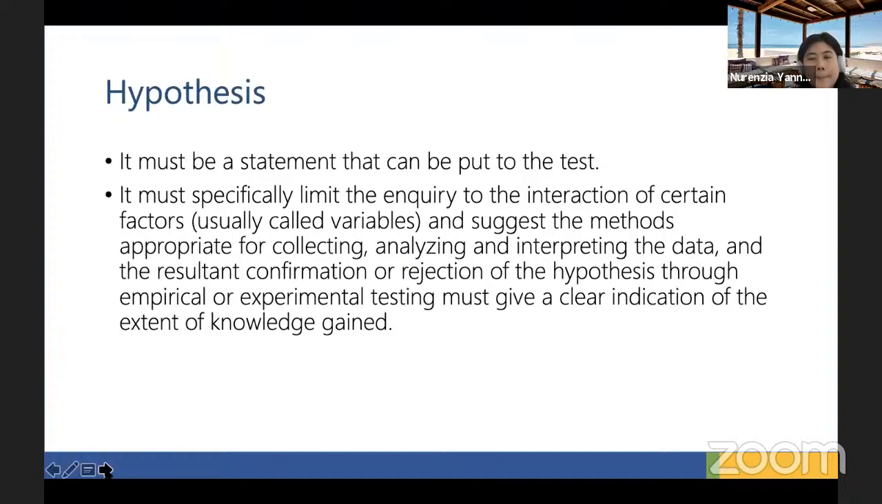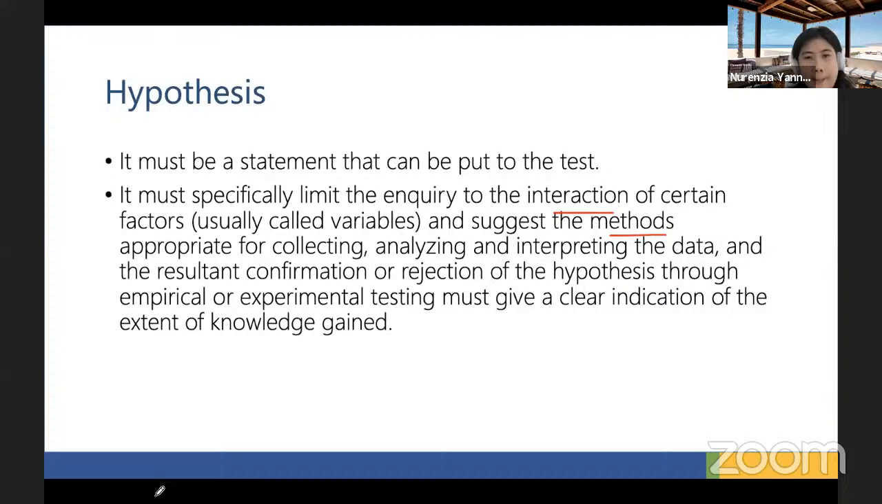Okay, another way to prepare research problems itu bukan hanya dalam bentuk questions ya, tapi bisa dalam bentuk hypothesis. Jadi hipotesa. So hypothesis is more like a statement, and then usually it focuses on the interaction of certain factors and also suggesting the methods. So menunjukkan interaction of factors and also methods.